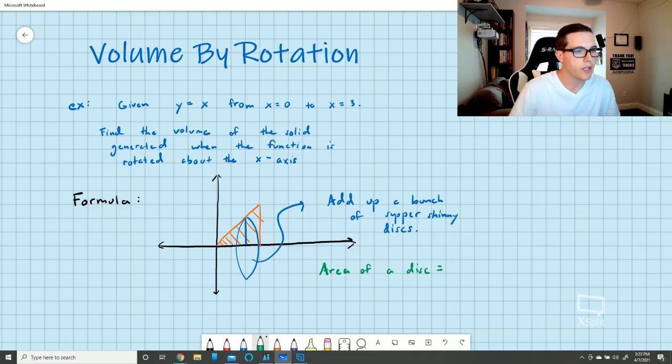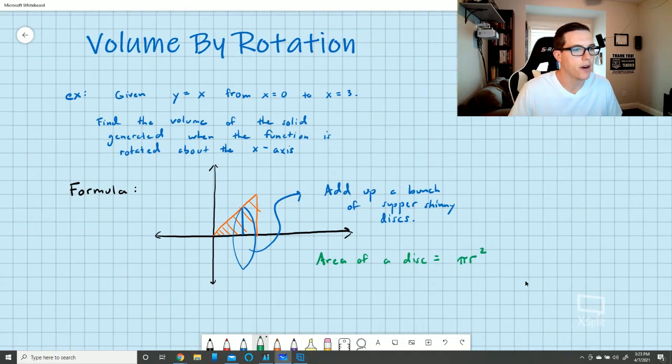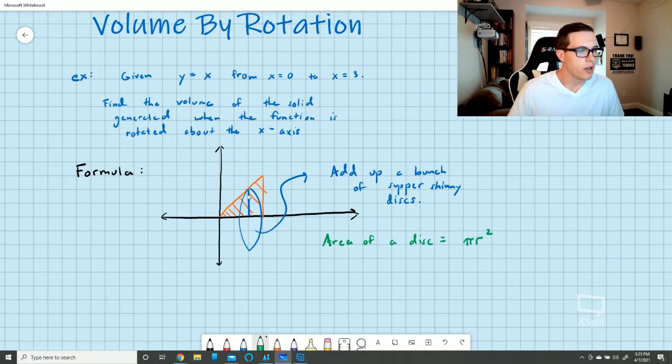is equal to, what's the area of a circle? Pi r squared. The area of one of these circles, because think of it, it's infinitely skinny. So don't think of it as having a height. Think of it as a flat circle, and we're finding the area of it. So the area of the disc is pi r squared. So now the big question is, what is r in this?